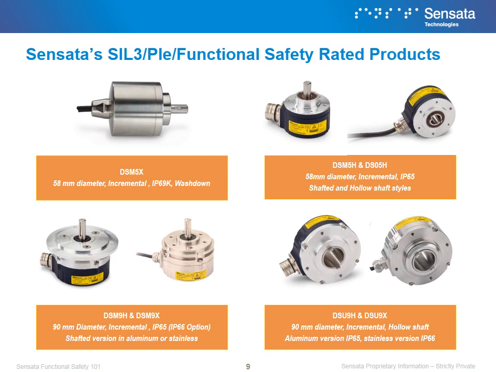They are IP65 rated. The DSM-9H and DSM-9X are 90mm diameter incremental shafted encoders. There are aluminum and stainless steel shafted options as well as IP65 and IP66 ratings available. The DSU-9H and DSU-9X are 90mm diameter incremental hollow shaft encoders. Both aluminum and stainless steel versions are available.